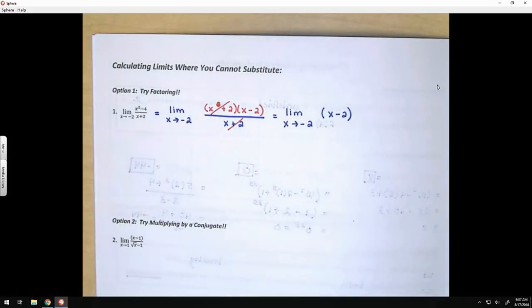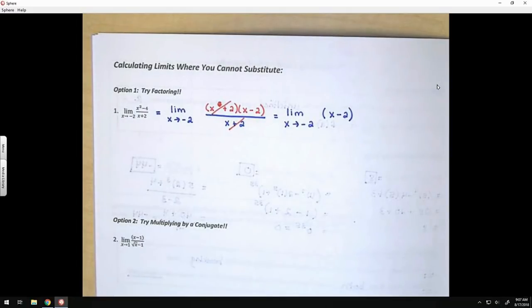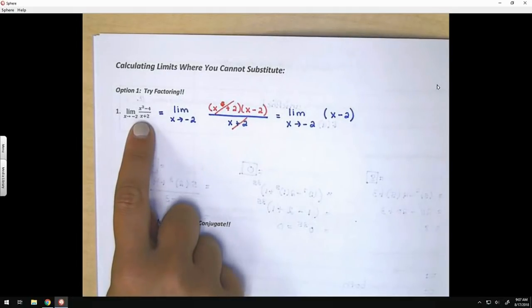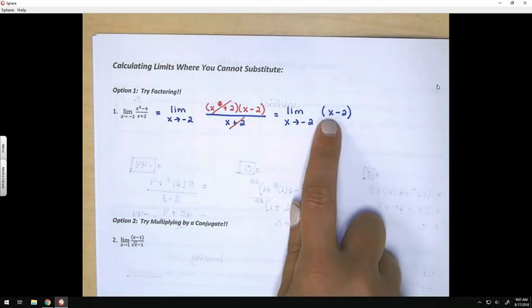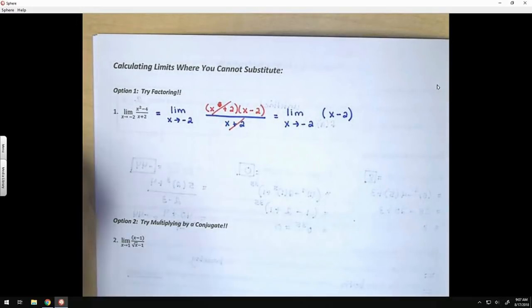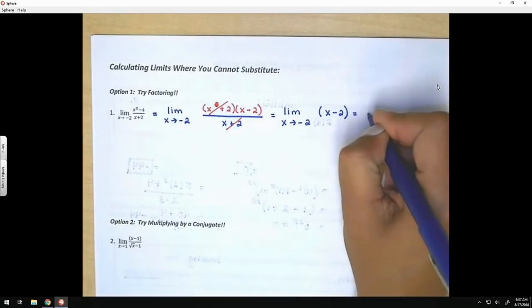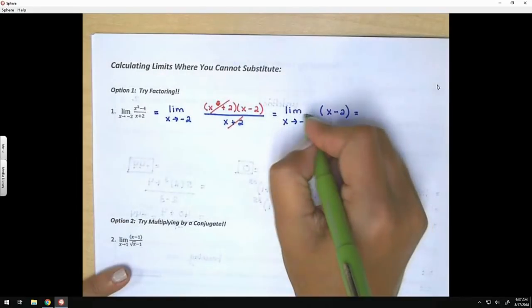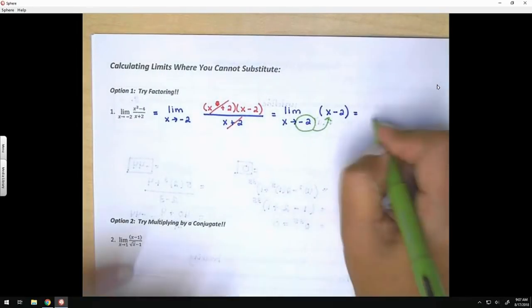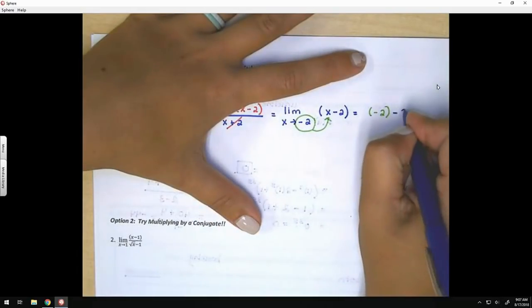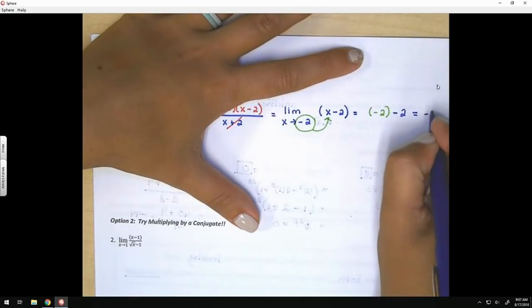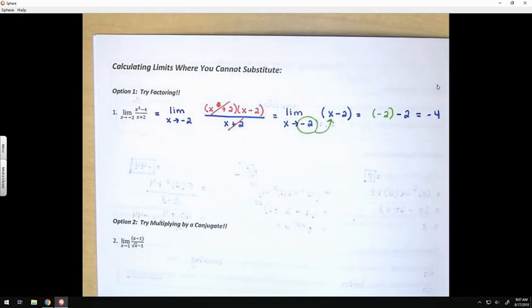Now that I've factored and canceled something, I'm going to see if I can plug in my number and it'll maybe work this time. The first time I tried to plug in my number, it didn't work because of that x plus 2 in the denominator. This time when I try plugging in a negative 2, all I'm going to have is negative 2 minus 2, which is something that I can evaluate. So if I plug in my number now, I take this negative 2 and plug it into this x. I'm going to have negative 2 and then minus 2, which gives me negative 4. So the final answer for this question would be negative 4.